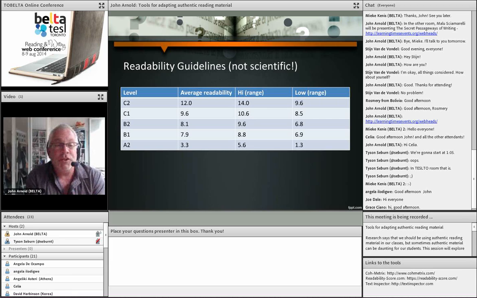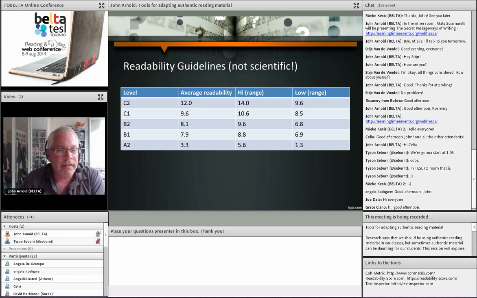So this is just a very short little table that shows what I found. And like I said, this is not scientific. I hope to do more research with this later this year. But it's interesting. If you look at the A2 level, the average readability on the Cambridge exams, which would be the KET, the first exam at the A2 level, the average was a grade level of 3. And the range was from 5th grade or halfway through 5th grade down to 1st grade. So they were very, very simple text.